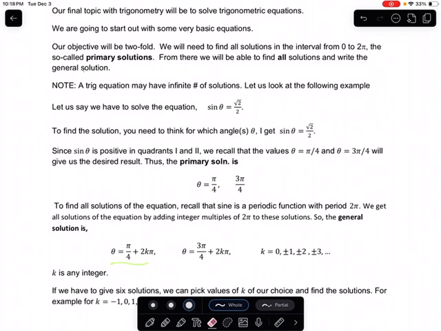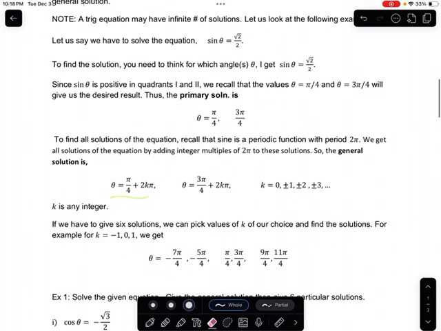primary solution. Now for a basic equation like sine of x is equal to a number, or cosine of x is equal to a number, these will have two solutions in one complete rotation, in other words, two primary solutions. From those primary solutions we can write what we call the general solution, which will have infinitely many solutions. So let us look at an example.